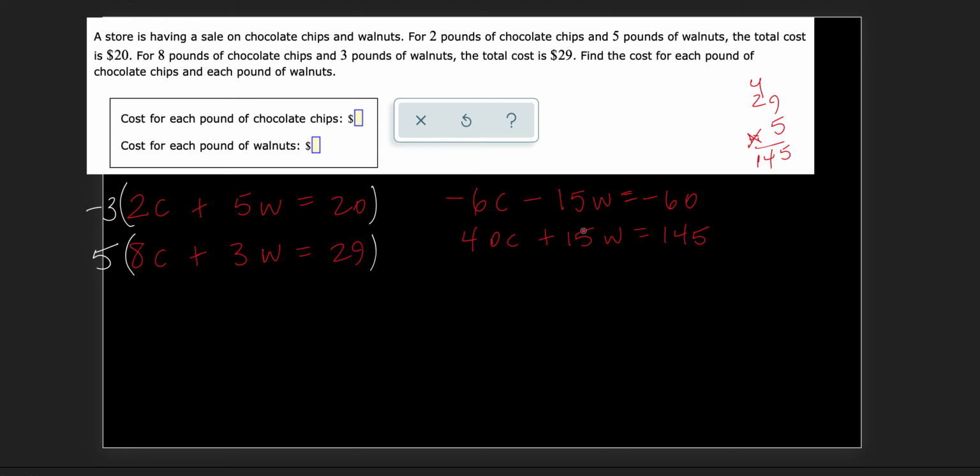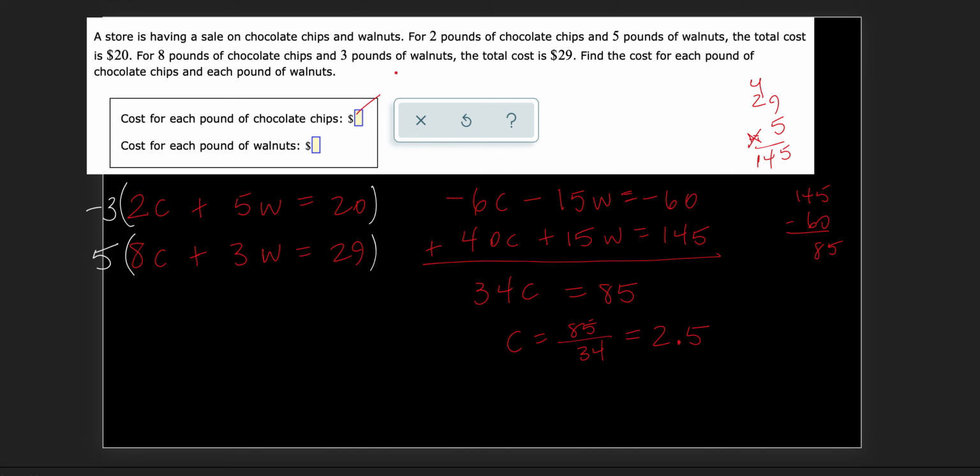So now see what happens with the W's. When we add them, they add up to 0. That's why I picked the -3 and the 5. So 40 minus 6 basically is 34C equals, because those add up to 0, 145 minus 60 looks like 85. So C will be 85 over 34. 85 divided by 34 is 2.5. So chocolate chips cost $2.50.